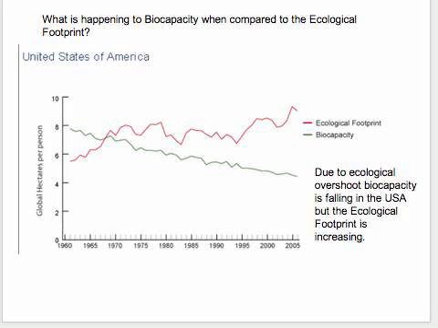This is the biocapacity for the United States of America, and you can see that the ecological footprint has gradually been increasing from the 1960s. What's more concerning, though, is that the biocapacity in that time has been decreasing. A lot of that will be due to ecological overshoot.